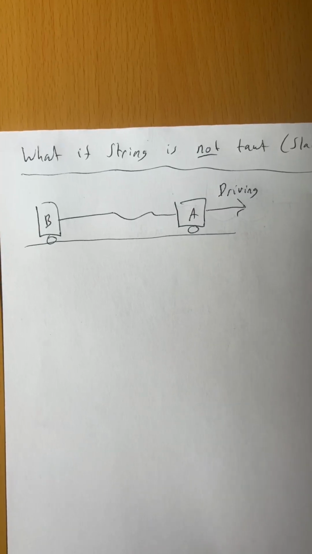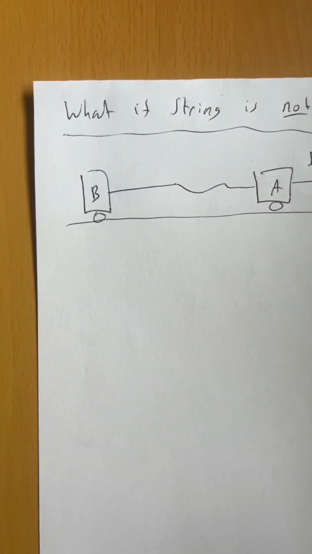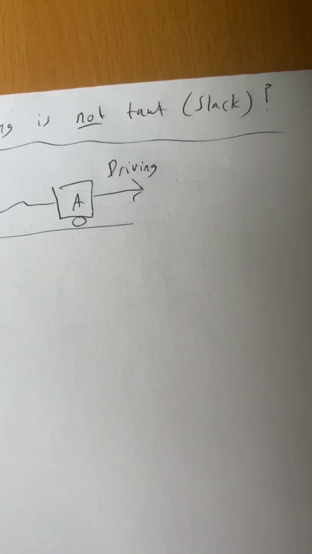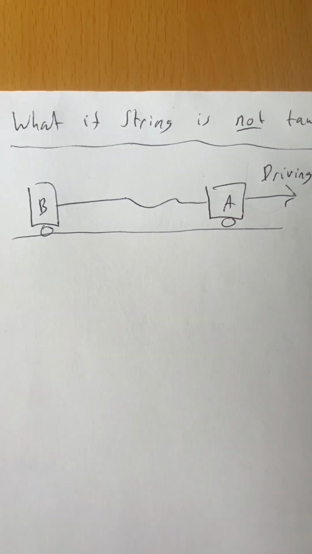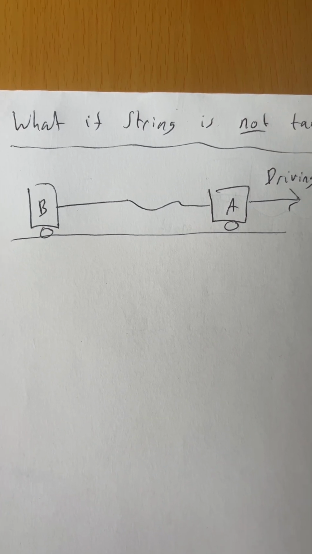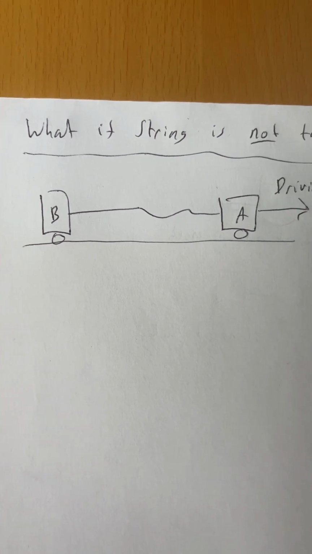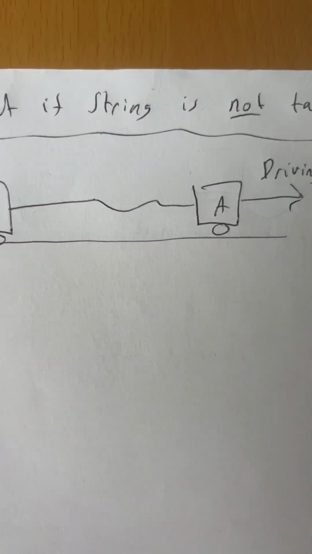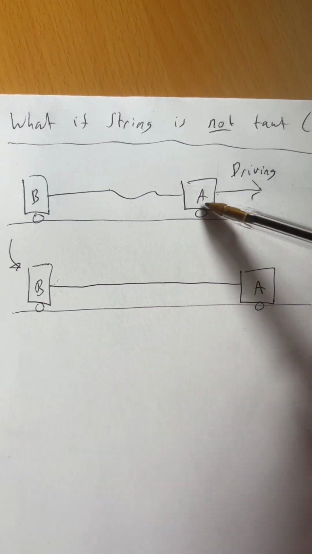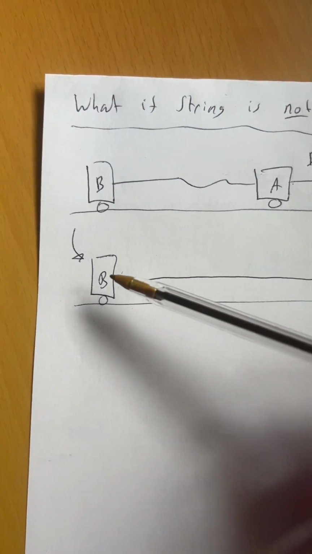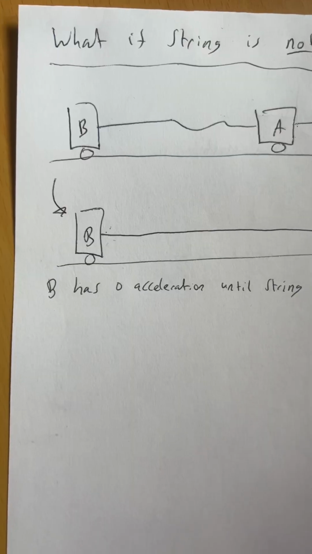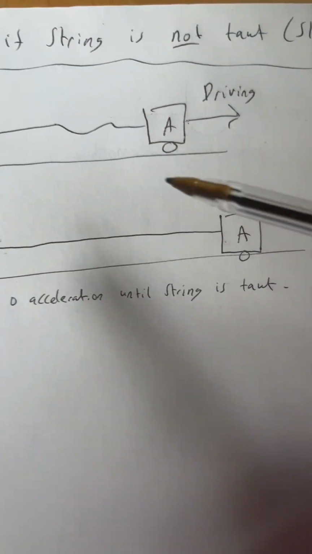Let's say you get a question where you've got A connected with B. A is driving forwards, and let's say the string is not taut, so in other words, the string is slack. And let's say the question was to describe what would happen to the motion of B. Well, B is not going to move until the string is taut. A is going to drive forwards until the string has reached its natural length, and only then will B start to move. So B will have no acceleration until that string becomes taut.